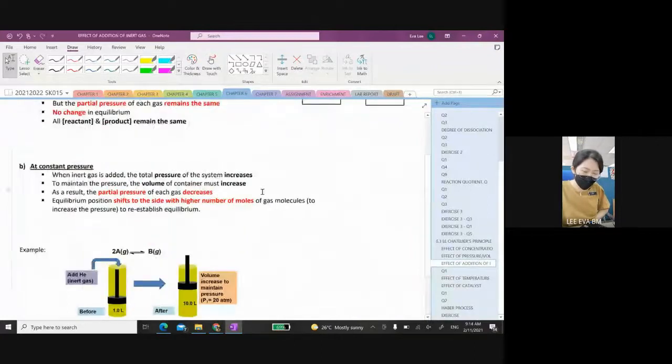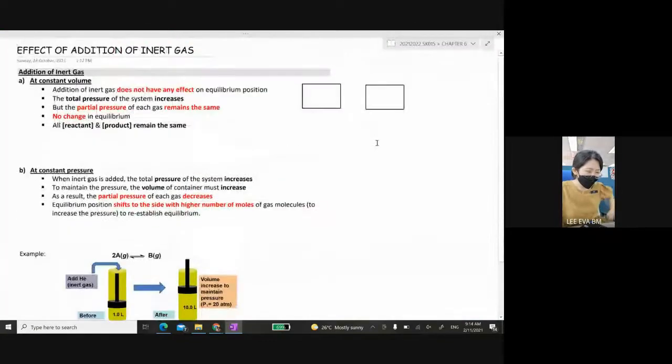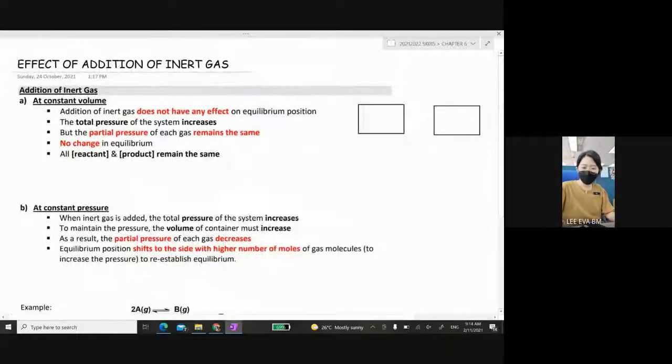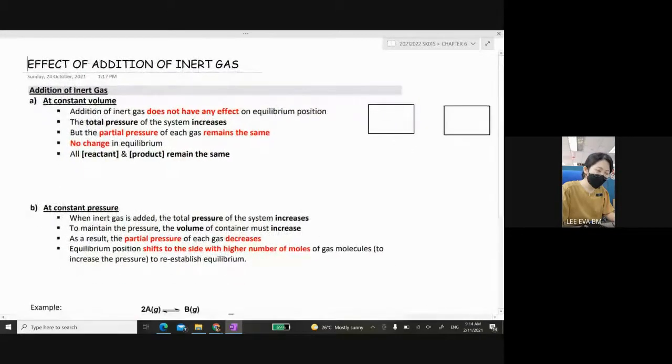So for these factors, the next two factors are additions of inert gas and temperature. It is slightly difficult, but try to understand and try to follow. So we start from additions of inert gas. And then we have two factors. I remember we have the additions of inert gas at constant volume or at constant pressure. So the first one, additions of inert gas at constant volume.